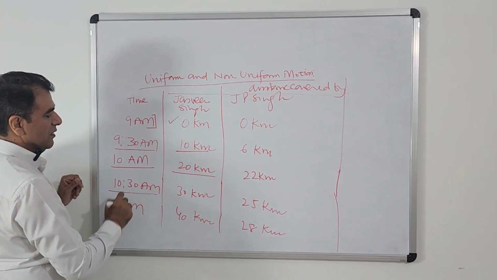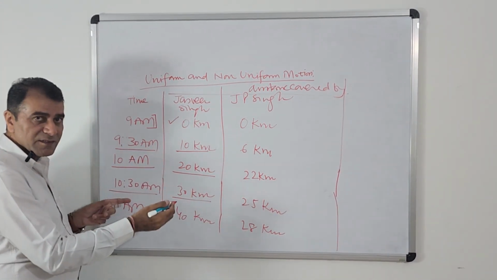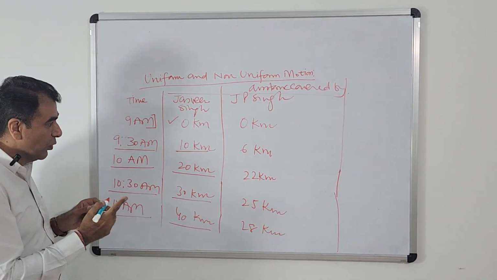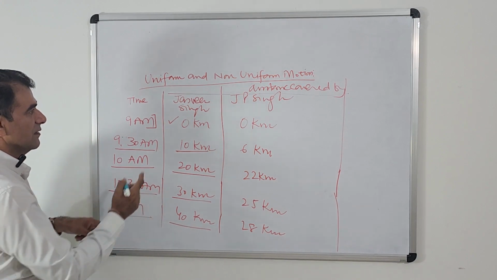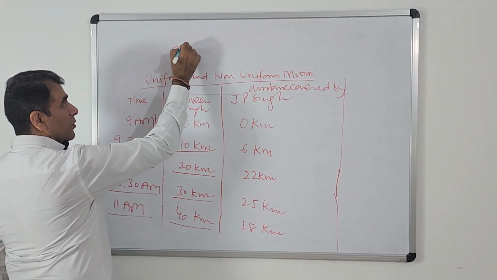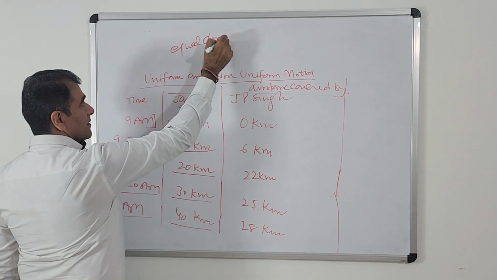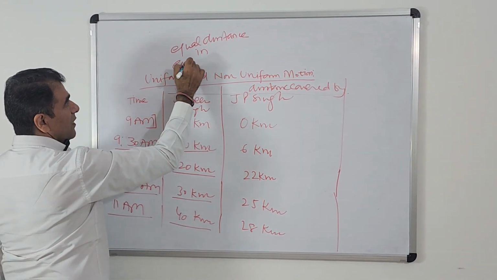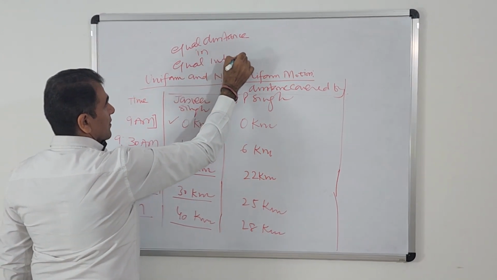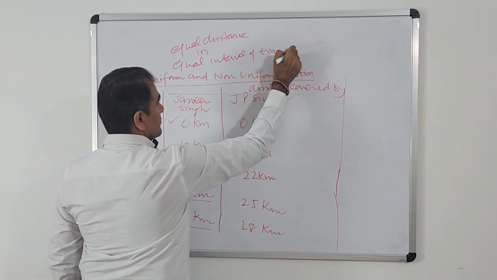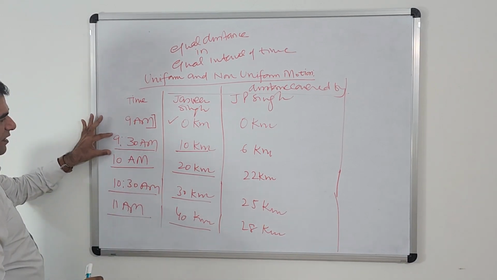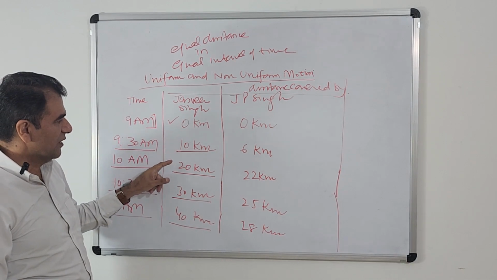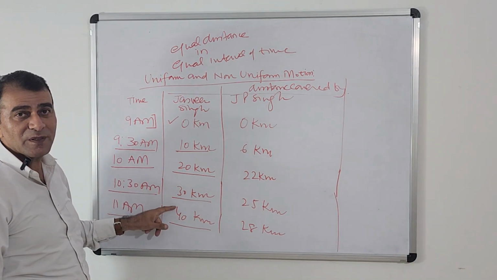Then again after 30 minutes, he covered more 10 kilometers. And then again after 30 minutes, he covered more 10 kilometers. So, Jasveer Singh is covering equal distances in equal intervals of time. What is the time interval? 30 minutes. In each 30 minutes, Jasveer Singh is covering 10 kilometers, 10 kilometers, 10 kilometers, 10 kilometers.